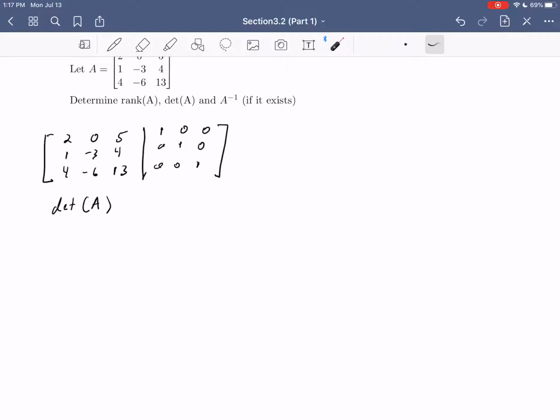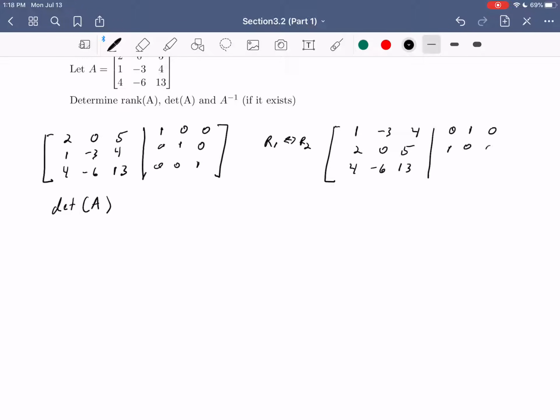Okay, let's proceed. First thing we probably want to do is get a 1 up here so that we have a leading 1, which makes things a little easier. So let's interchange row 1 and row 2. We now have 1, minus 3, 4, 2, 0, 5, 4, negative 6, 13, and 0, 1, 0, 1, 0, 0, and 0, 0, 1. And of course, this operation, in terms of the determinant, is negative the determinant of A right now.